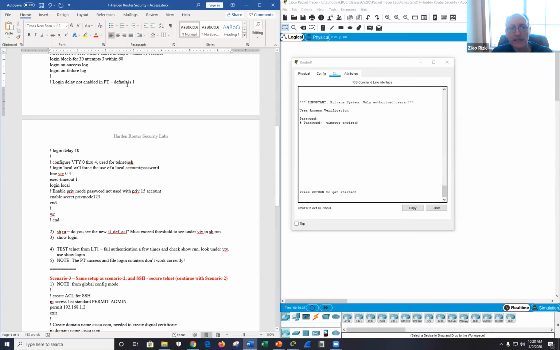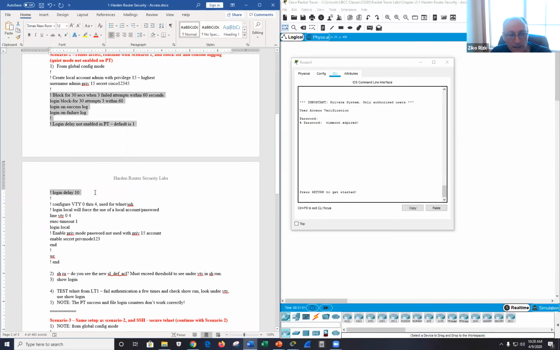Login delay. Login delay basically means that every second you can try another login. And if we were to delay it for 10 seconds, then it means you can only try to log on every 10 seconds. Again, this is to mitigate a brute force attack. And this feature is not enabled in Packet Tracer, we can't do it. But between these two features, we are mitigating brute force attack. We're saying that every time they fail to log on after three tries within 1 minute, they have to wait for a number of seconds or minutes. And if they can only attempt a single login every 10 seconds, well, this is pretty good protection against brute force attack.